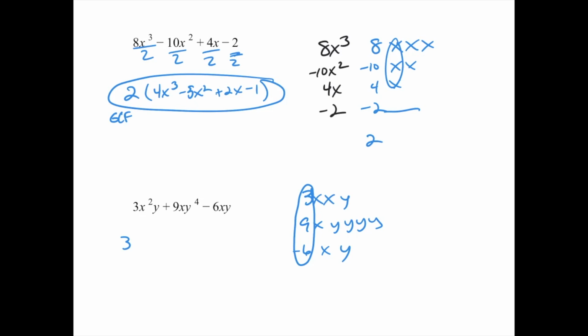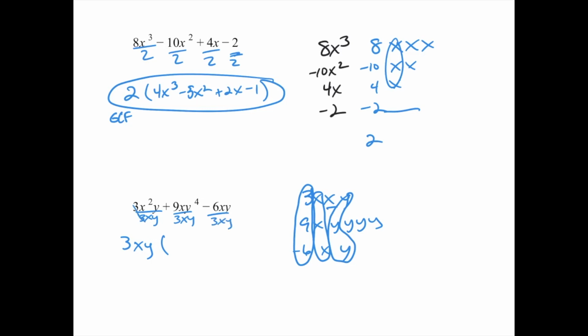Now we'll look at the variables. They each have an x. Only this one has a second x, so we can't go any further there. They each have a y, and that looks like everything. So the GCF is going to be 3xy. So that's what we'll divide out, 3xy.